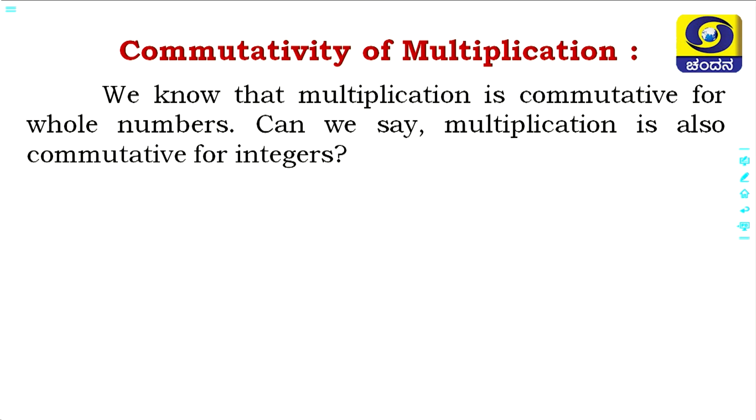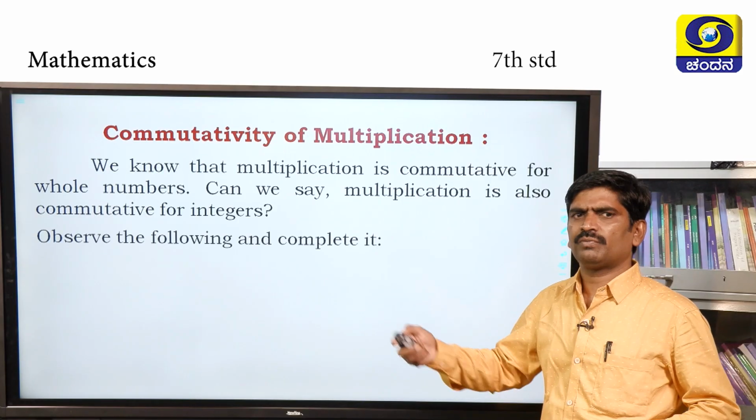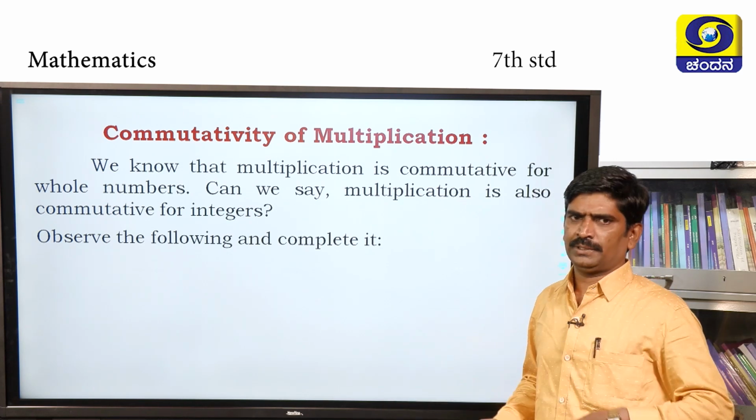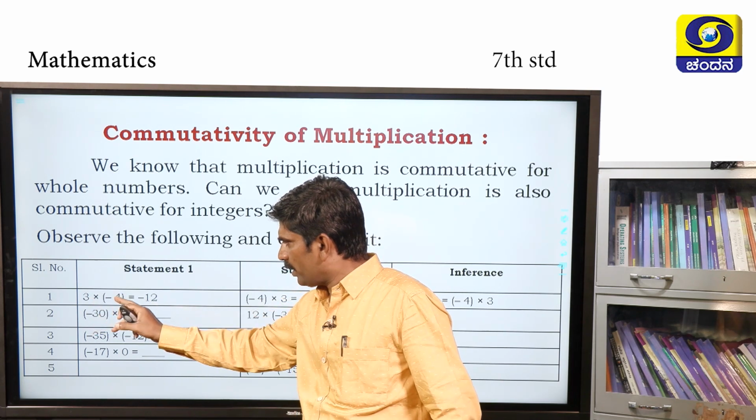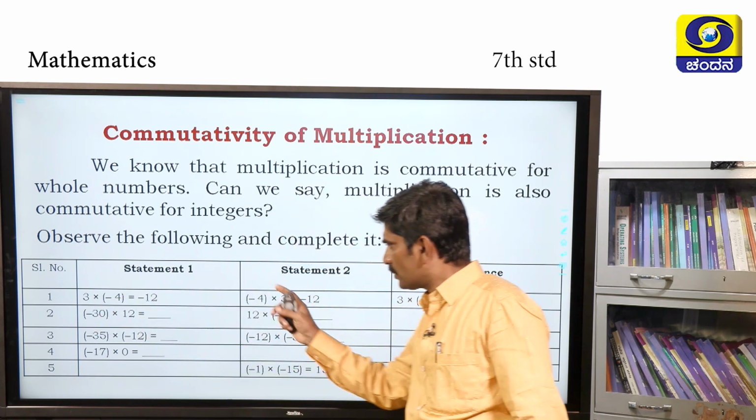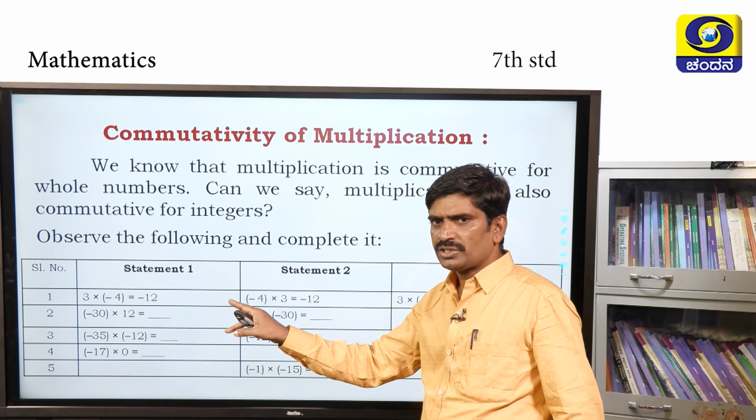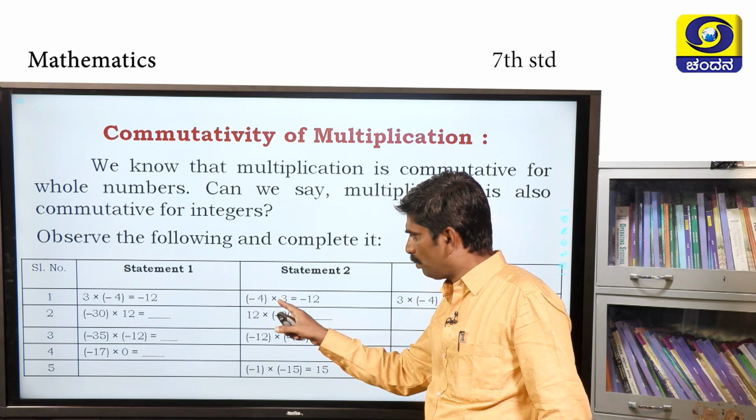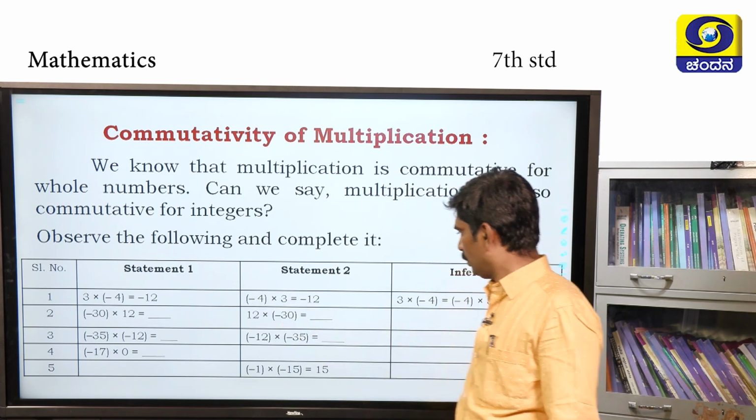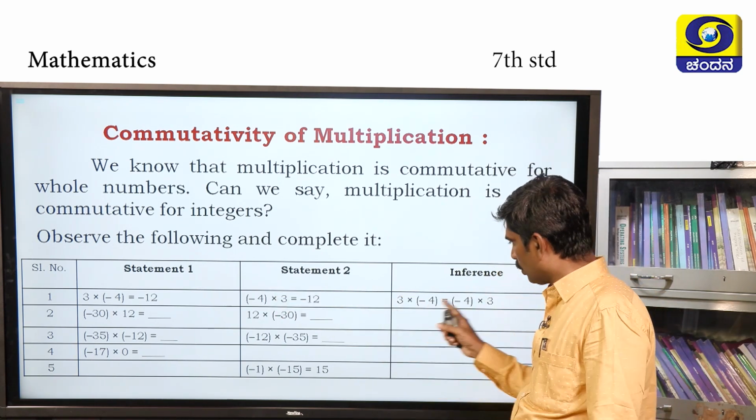Commutative property of multiplication. We know that multiplication is commutative for whole numbers. Can we say multiplication is also commutative for integers? Next we find it. Observe the following and complete it. Here, see the table. First statement, 3 into minus 4, that is minus 12. Second statement, interchange the integers. Minus 4 into 3, that is minus into plus is minus, 4 3s are 12. What do we observe here? Both are equal.